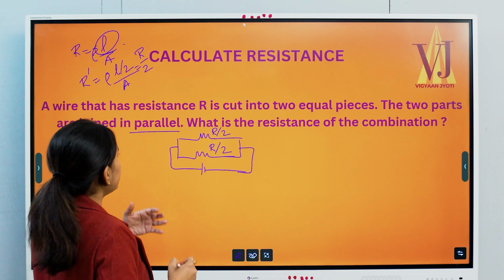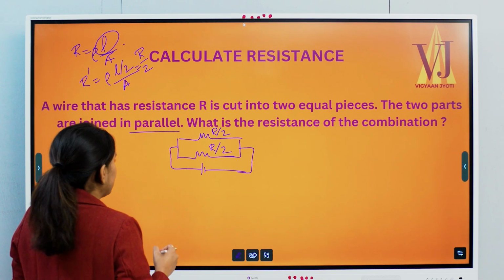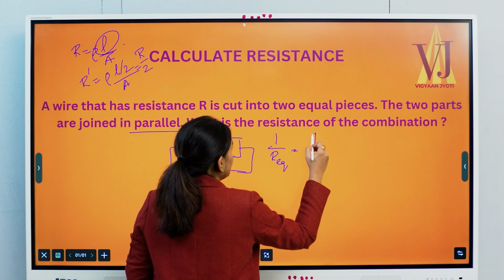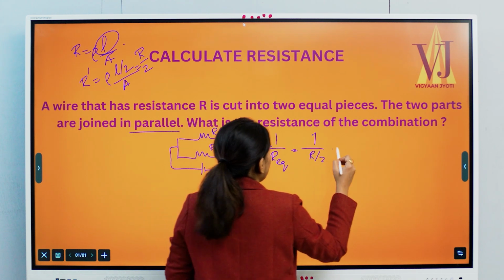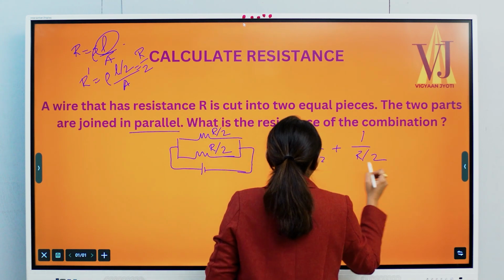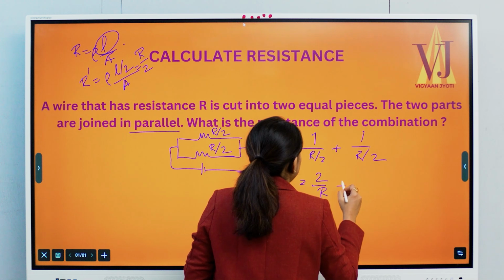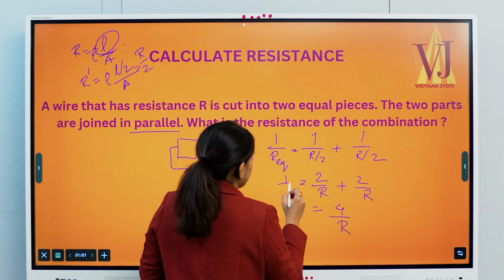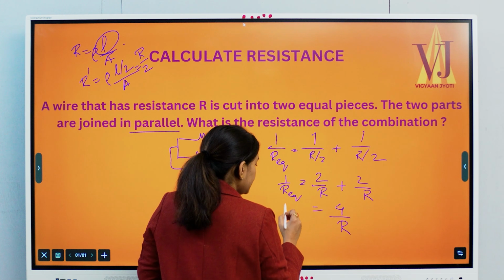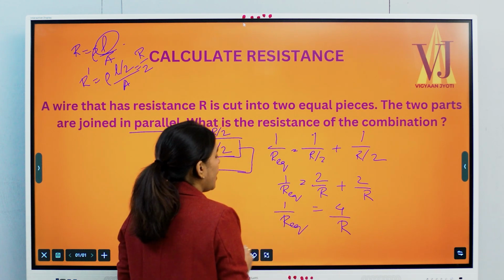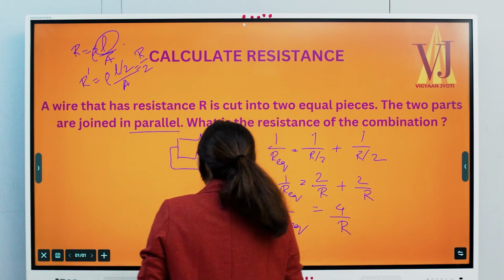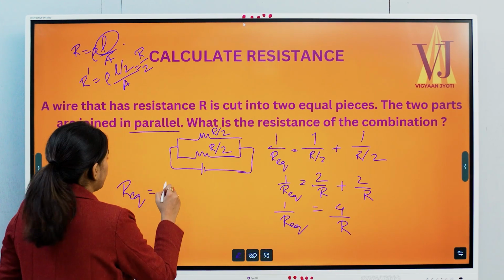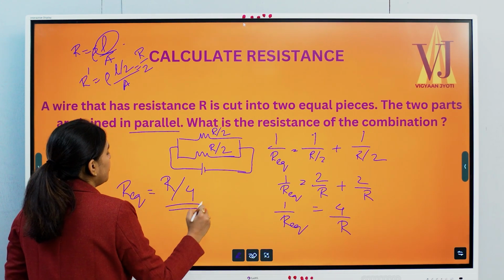Clear? Now they are asking what is the resistance of this combination. So 1 by R equivalent is equal to 1 by R by 2 plus 1 by R by 2. Now 2 by R plus 2 by R is equal to 4 by R. So this is my 1 by R equivalent. Now what is my resultant equivalent resistance? We'll just do the reciprocal, that means R divided by 4.